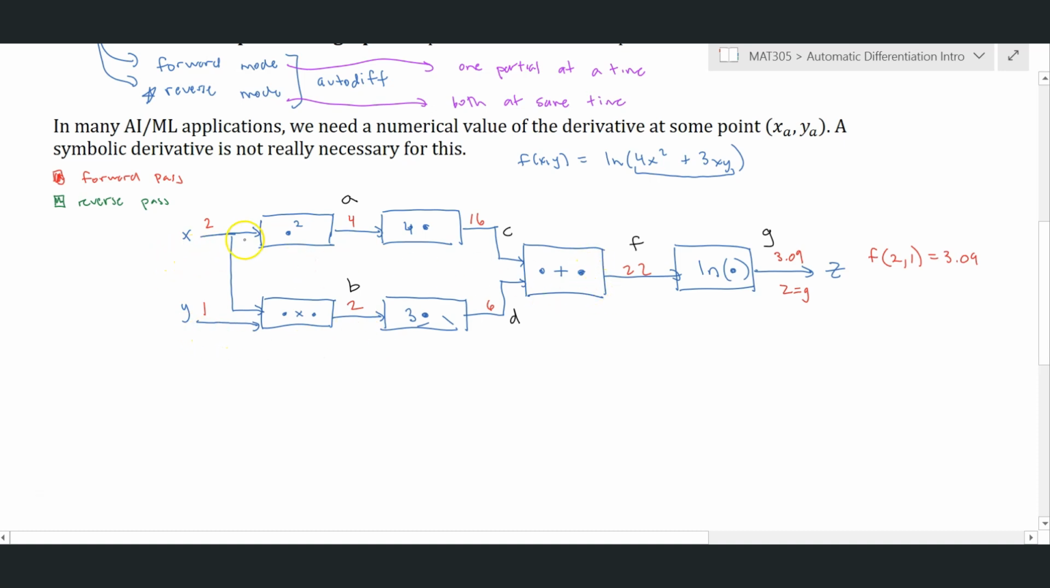We do need to be careful when we do the reverse pass, because notice that x influences z in two ways, one via the top route and one via the bottom route. So using the chain rule, we need two terms for computing dz/dx. But let's begin by just listing out the partial derivatives.